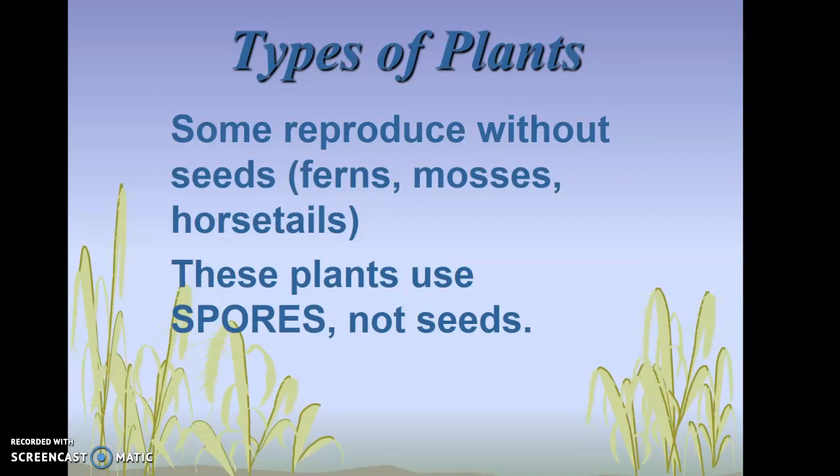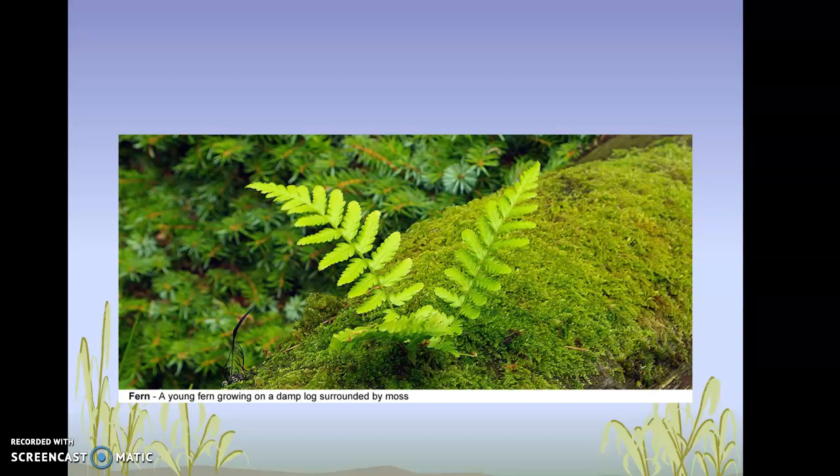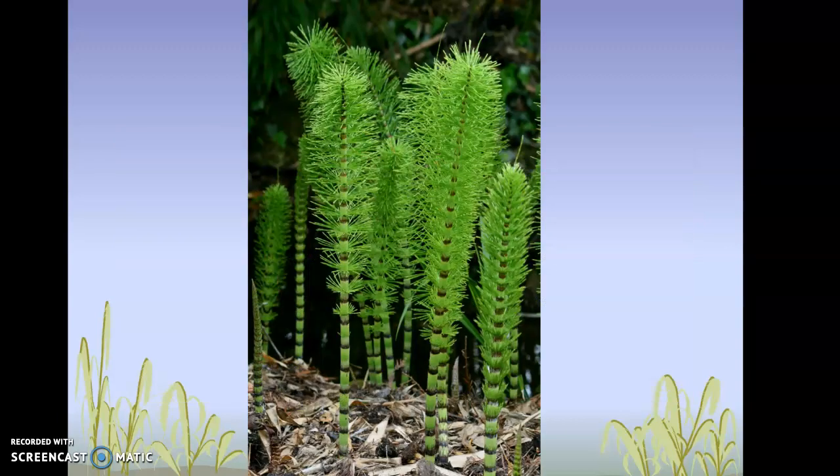Some plants can reproduce without seeds, and they're called seedless plants. This would be your ferns, mosses, and horsetails. If you've never seen horsetails, they look exactly like their name. They look like the tail of a horse. These plants don't use seeds, but instead they make spores. Remember, we just studied fungus, and those also reproduce with spores. So here's a picture of moss, and there's a fern growing with moss all around it. These are seedless plants. And then here is a picture of a horsetail. It's a seedless plant, and it looks just like the tail of a horse.